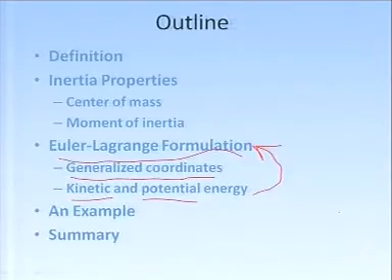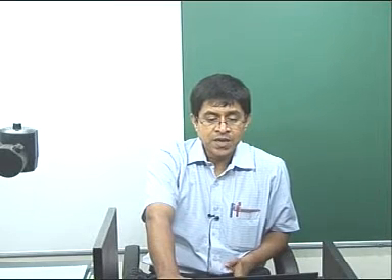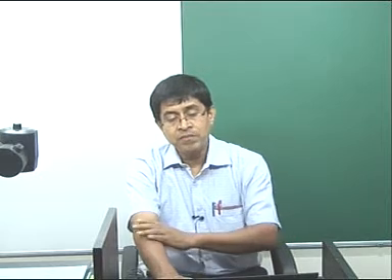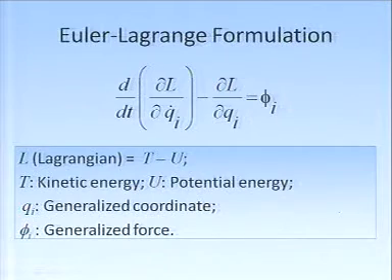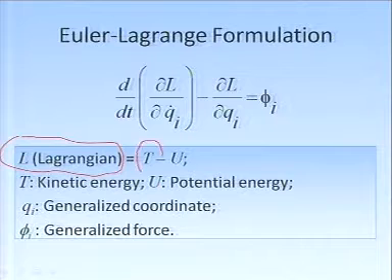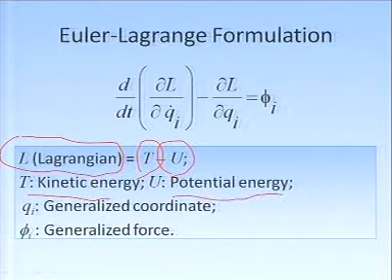These are preliminary definitions I have given you now, the inertia properties. Now we come to the formulation to obtain the dynamic equation of motion. So we write d/dt of ∂L/∂q̇i minus ∂L/∂qi is equal to Φi. Let me define each term one at a time. This L is called the Lagrangian, a scalar quantity. Basically it is an energy: kinetic energy minus potential energy. We have studied this earlier.